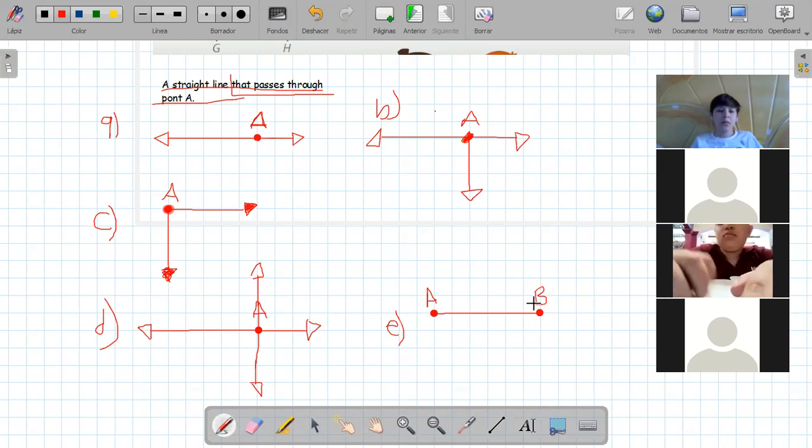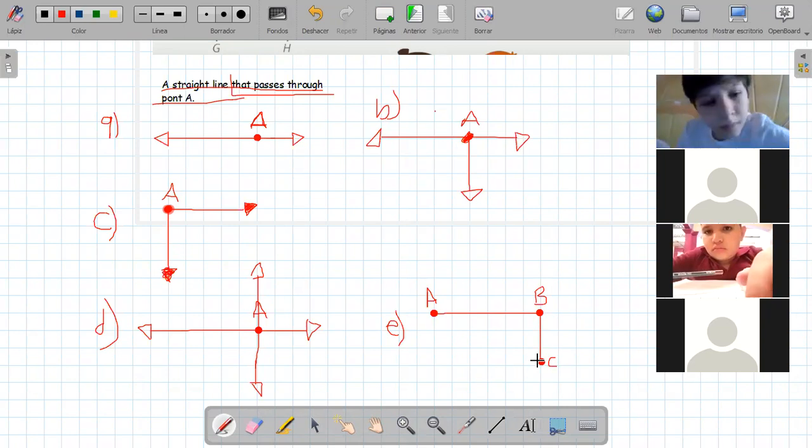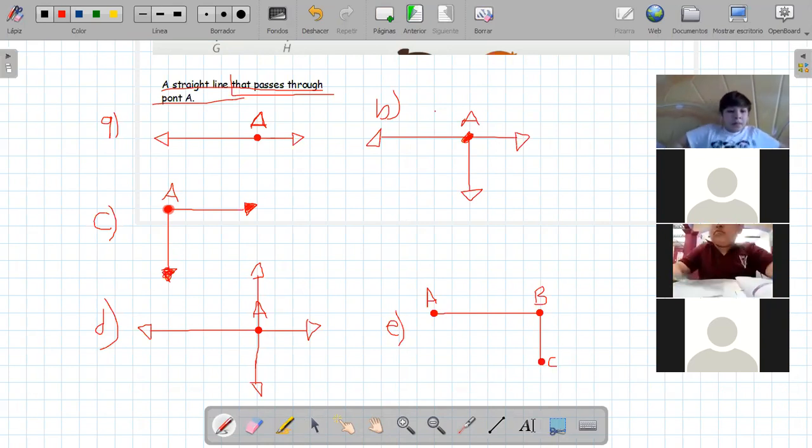And the exercise continues: a segment from point B to C. It says from B to C, so we draw a line and put the point C. And then a segment from point C to D. Then we draw another line to the other side, from C to D, like this.